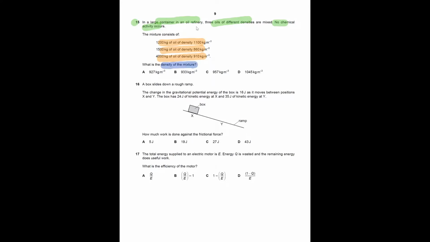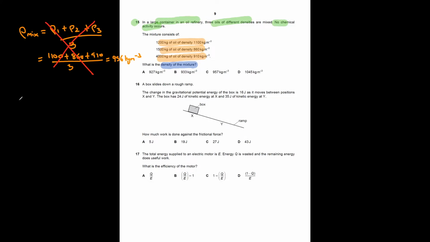Okay. Now, the wrong way to do this would be to do something like this, where you say the density of the mixture is density 1 plus density 2 plus density 3 divided by 3, where you basically say 1100 plus 860 plus 910 divided by 3, giving you some sort of answer where you get 956 kg per meter cube. So this one is actually the wrong way to go about doing this. All right, this is not the correct way.